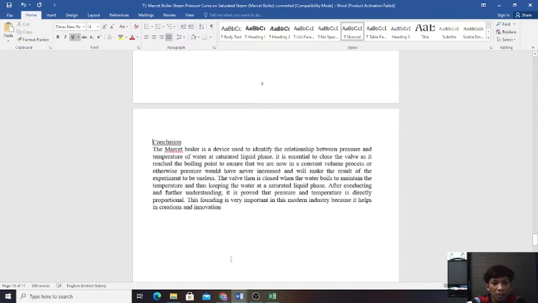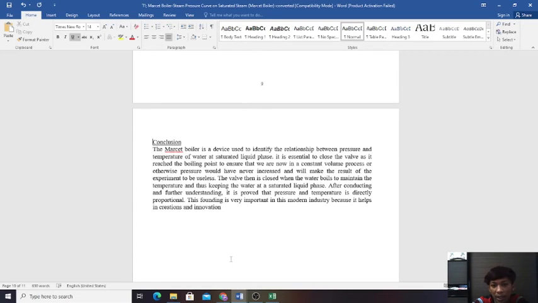For the conclusion of the experiment, the Marcet boiler is a device used to identify the relationship between pressure and temperature of water at the saturated liquid phase. It is essential to close the valve as it reaches the boiling point to ensure that we are in a constant volume process, or otherwise the pressure would never increase and will make the result of the experiment useless. The valve is then closed when the water boils to maintain the temperature and thus keep the water at the saturated liquid phase.